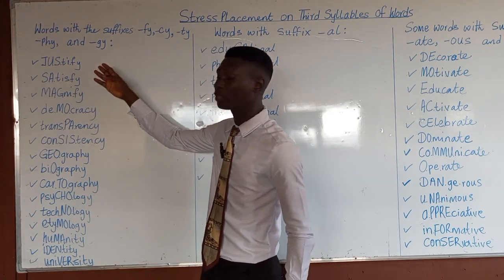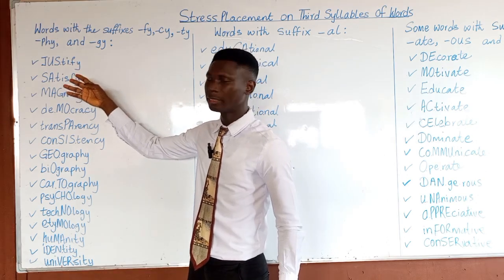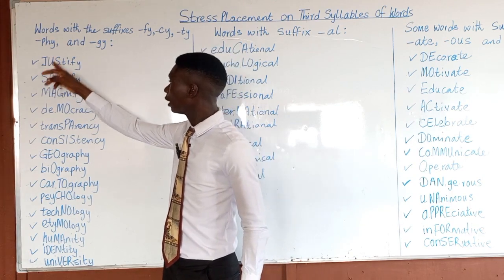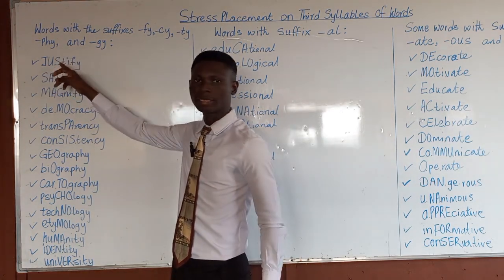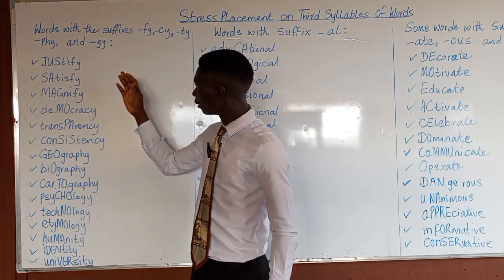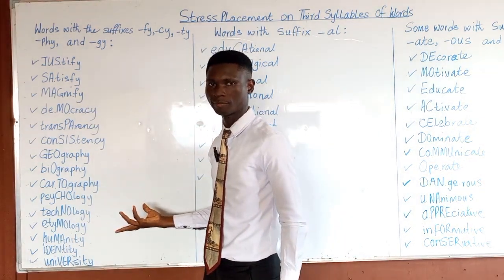The stress syllables are indicated with capital letters here, are written with capital letters or block letters. So justify, JUS, is the stress syllable. So note where we have the stress and how we can pronounce them.